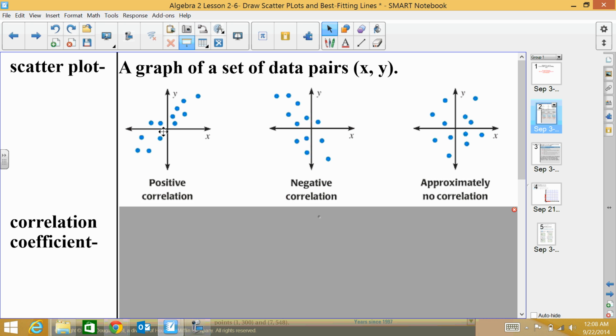They can have a positive correlation where they tend to go uphill. They can have a negative correlation where they tend to go downhill. Or they can have approximately no correlation where you can't tell if they go uphill or downhill.